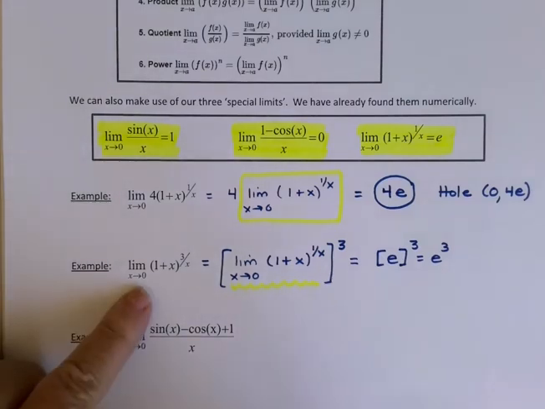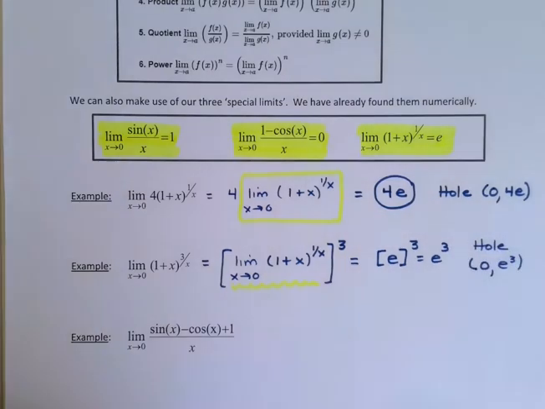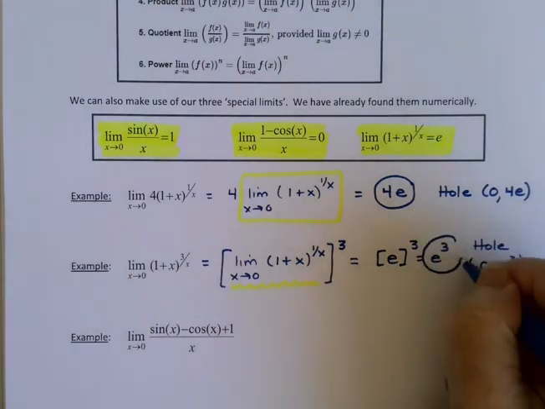Once again, the original didn't exist, so this graph is going to have a hole at the point 0, e cubed. And the value of the limit itself is e cubed.